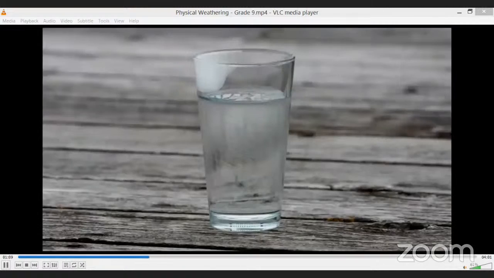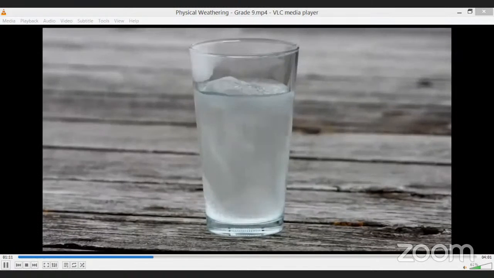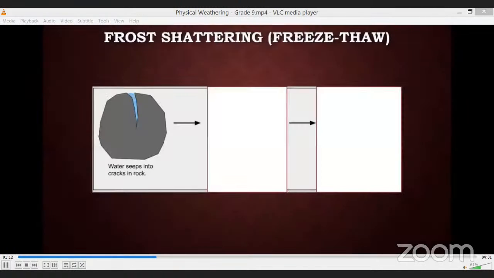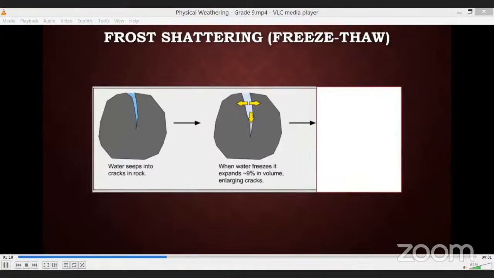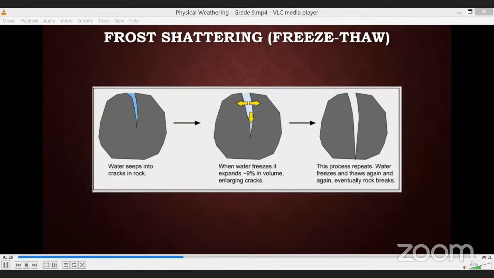This is essentially what is needed for frost shattering to take place. Water from rain or melting ice fills a crack in a rock. At night, if the temperatures get low enough, the water freezes. As water expands by roughly 10% when it freezes, it can force the crack in the rock to widen.